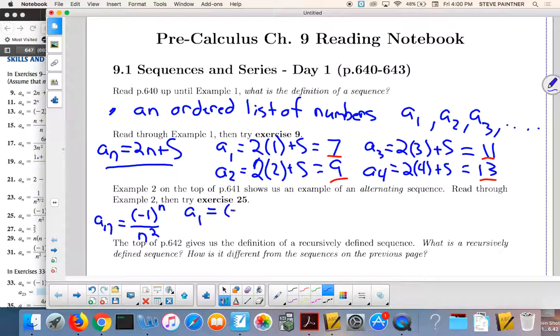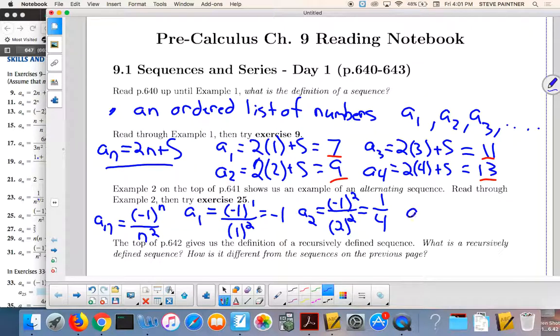A sub 1 is -1 to the first power divided by 1 squared. And in this case, that's just equal to -1 divided by 1, so just -1. A sub 2 is equal to, again, just plug it in, -1 squared divided by 2 squared. So now on the top, -1 squared, well, that just becomes a positive 1, divided by 2 squared is 4.